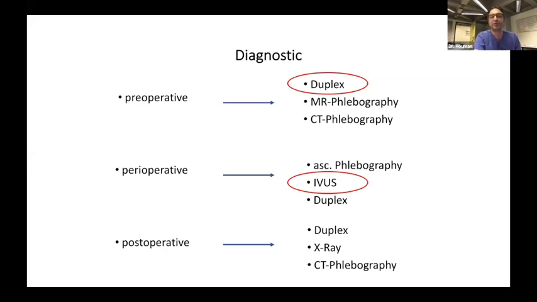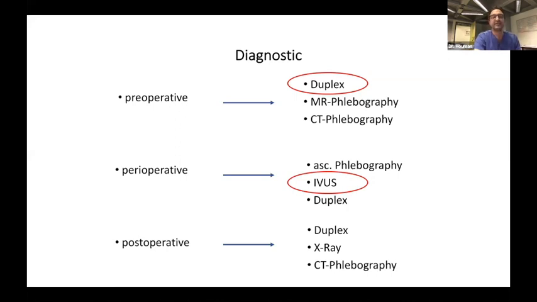And we use more after the procedure in the OR, the duplex, just to see how the flow is in the groin after the treatment. But again, duplex is the most important tool in the preoperative setting. And during the operation, of course, ascending phlebogram, the angiogram is very important, using it in two plane or multiple plane.